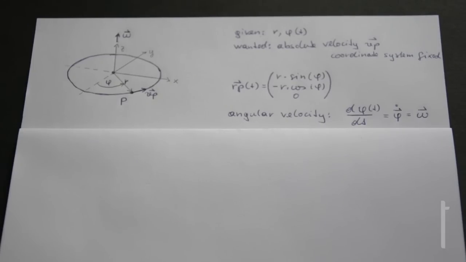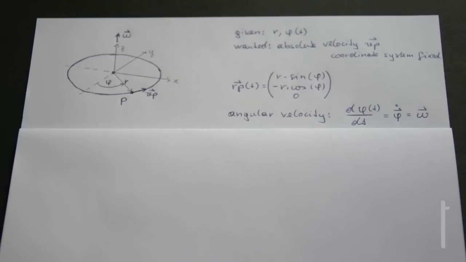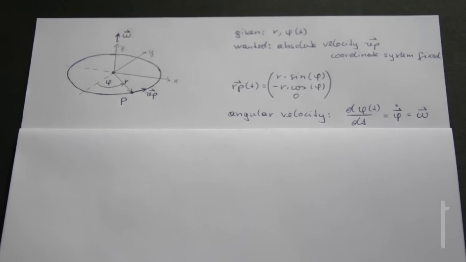The vector of the angular velocity, omega, is always perpendicular to the plane of rotation. In our case, point P is rotating in the xy plane, which you can also see here, because the z component of Rp equals 0. So we already know that the angular velocity omega has to be perpendicular to this plane. And in that case, it means that omega is pointing in the z direction. Of course, omega could also be negative.